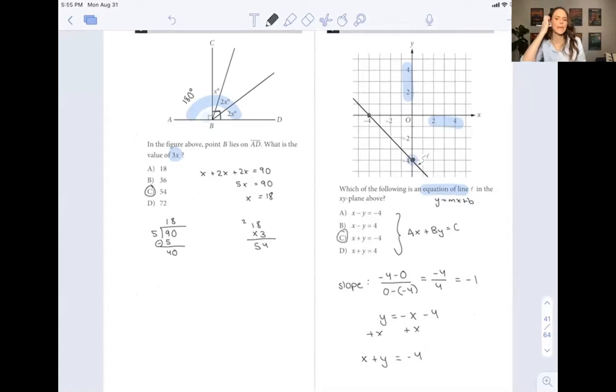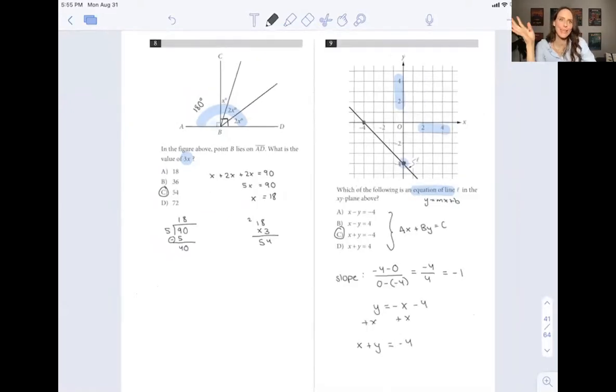Who can tell me an alternative way to answer question number 9 correctly, in case you forgot all about y equals mx plus b on test day, and you don't know how to find the slope, you just draw a blank? How can you get this answer? How can you get this question correct? How can you get to the answer without knowing how to find the slope, without knowing anything about y equals mx plus b? How can you get there?